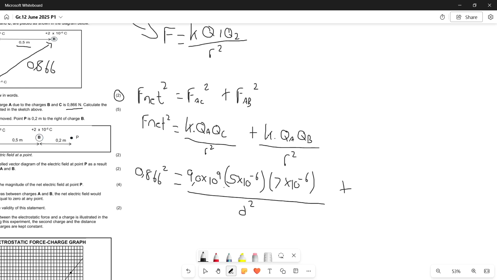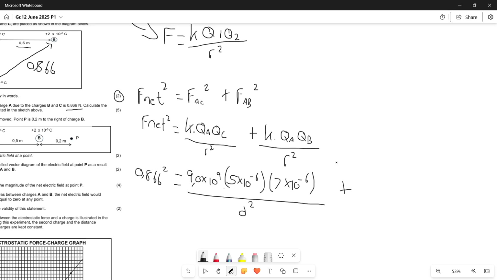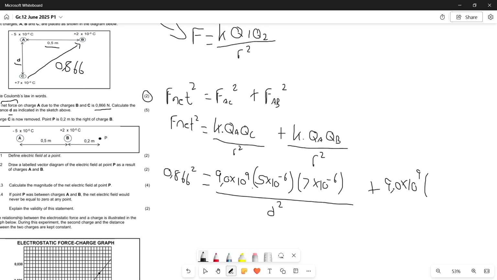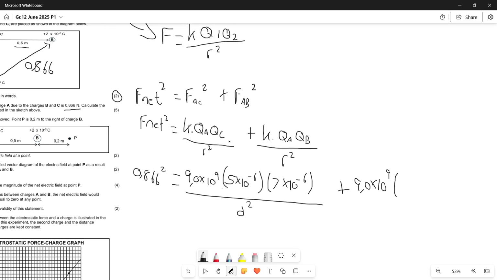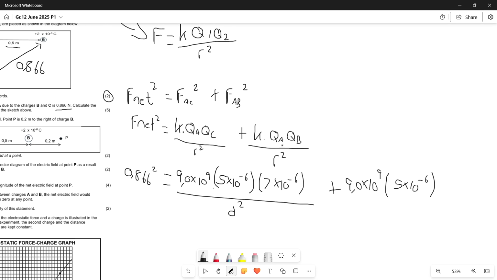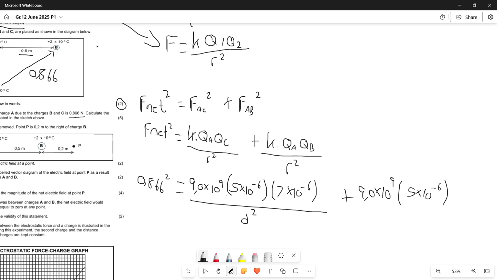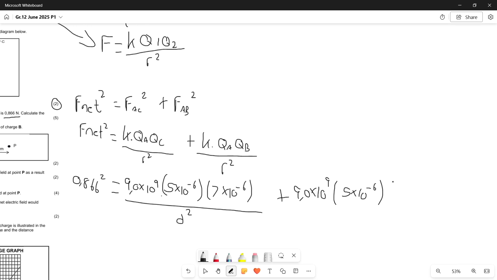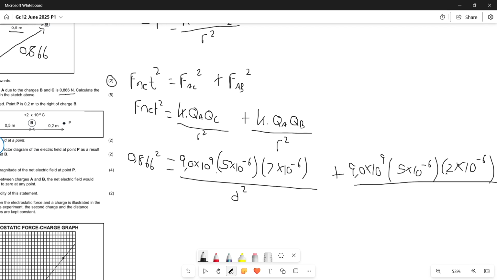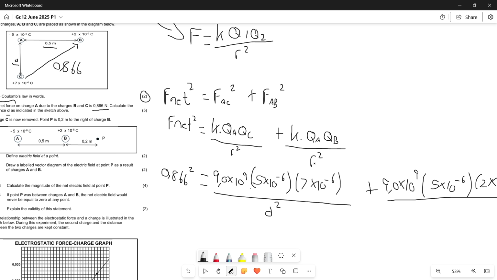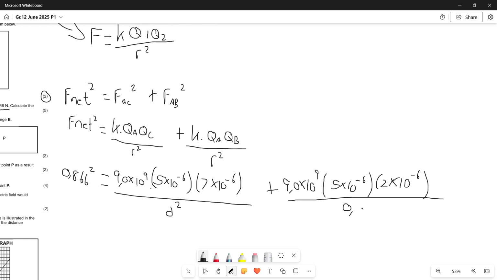Then we're going to do the same thing over here with this formula, plugging in our K value, our constant, and then our QA. We have that over here. That is our 5 times 10 to the negative 6, just as we did in this calculation. Cool. And then QB is 2 times 10 to the negative 6, so we can just sub that in. And then this is all over our R, our distance, our 0,5 over there. It is measured in meters, so we do not have to do a conversion. And then we just have to square that.